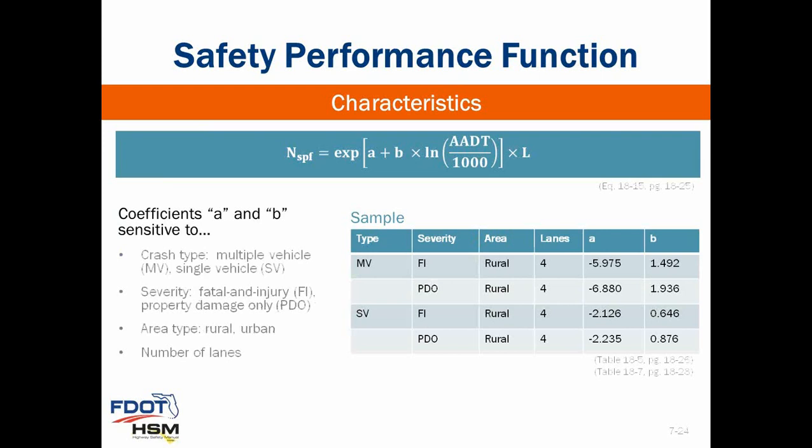The regression coefficients A and B can have different values depending on the crash type and severity being predicted. This table shows a sample of coefficient values for rural freeways with 4 lanes. Additional coefficients are available in Chapter 18 for other combinations of area type and number of lanes.